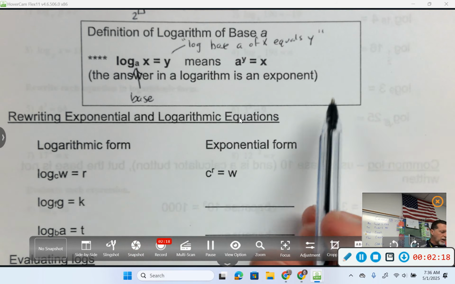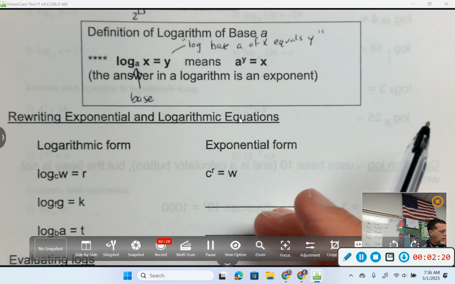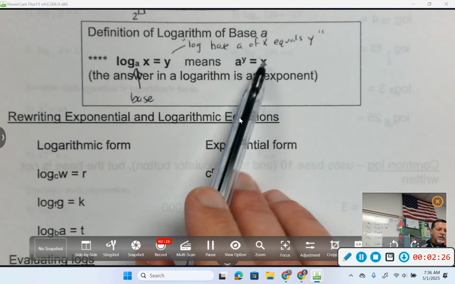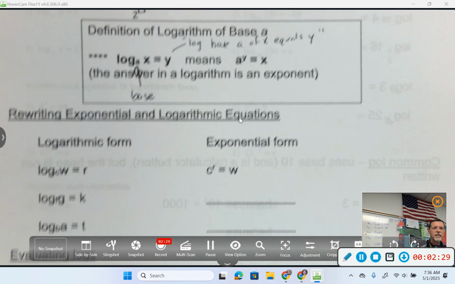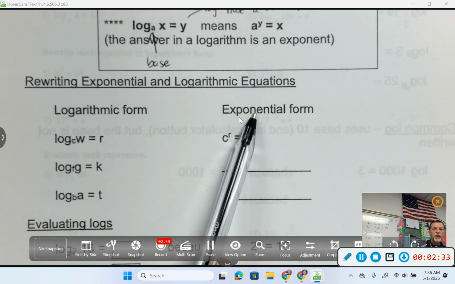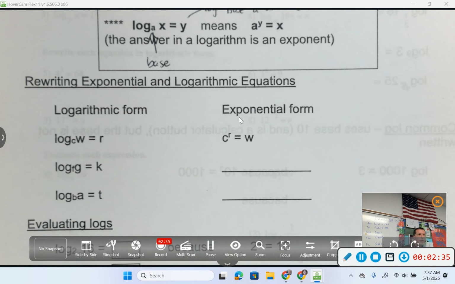So our main job today, and by main I almost mean only, is translating a log statement into an exponent statement. Because you're pretty familiar with exponents, or at least you're certainly more familiar with exponents than you are with logs.